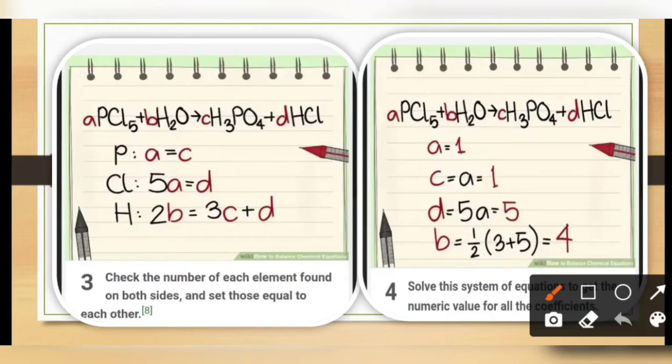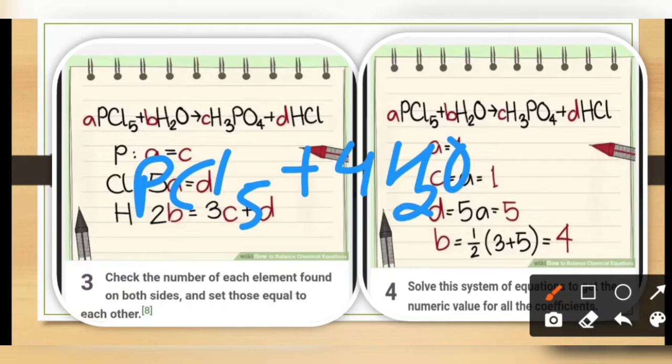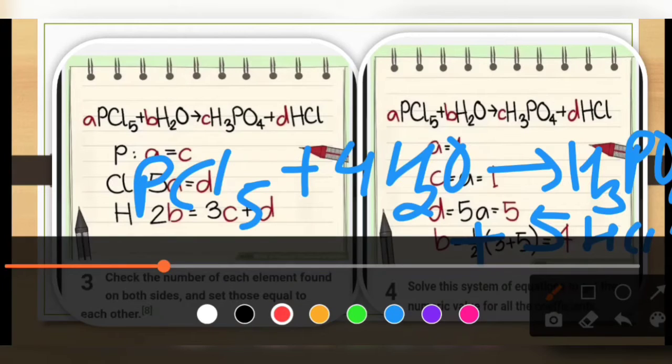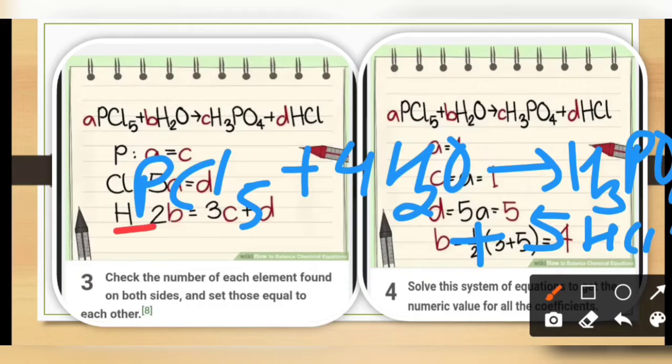The final equation that we'll write here will be PCl5 plus 4H2O, which gives H3PO4 plus 5HCl. If we compare the numbers, we can easily check that P is 1 here, also 1 here, balanced. Cl is 5 here, Cl again 5 here, balanced. H in H2O: 8 in total, 5 here in HCl and 3 here in H3PO4, total 8, also balanced. 4 oxygen here, also 4 oxygen here. The equation is completely balanced.